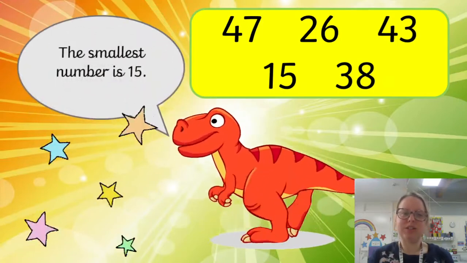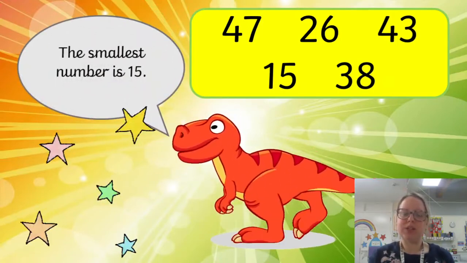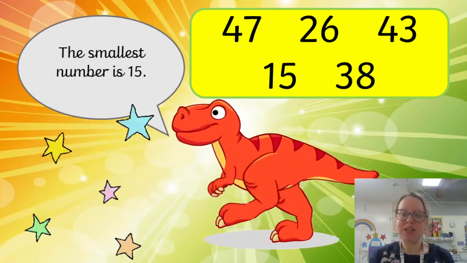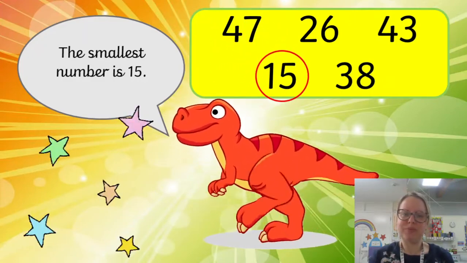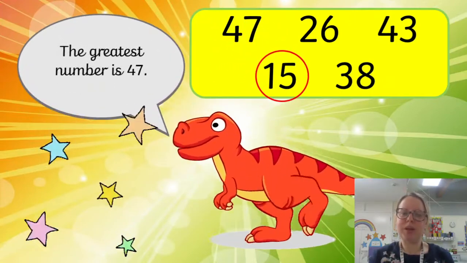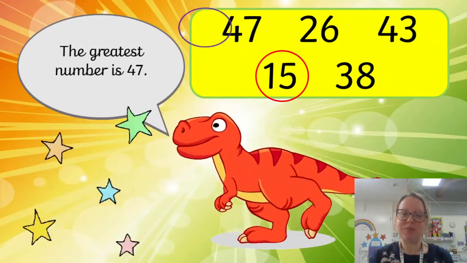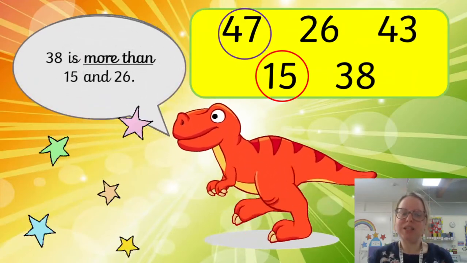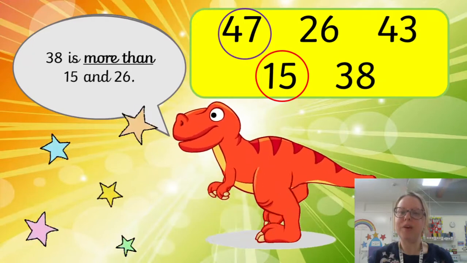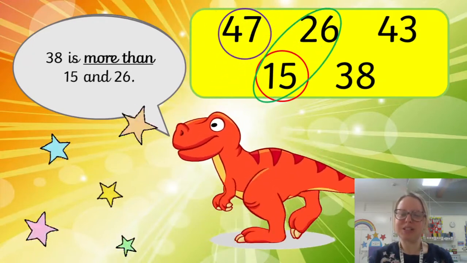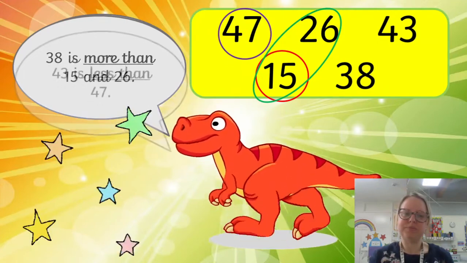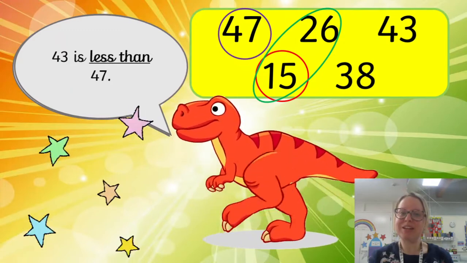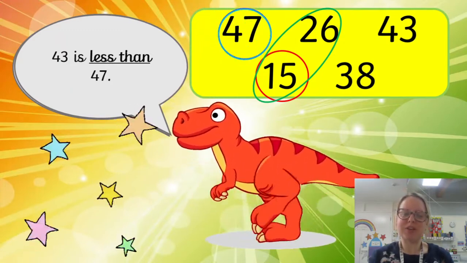Okay, let's check your answers. So, give yourself a tick for each of these that you get correct. So the smallest number is 15. The greatest number is 47. 38 is more than number 15 and number 26. And 43 is less than, which number was it? It was 47.